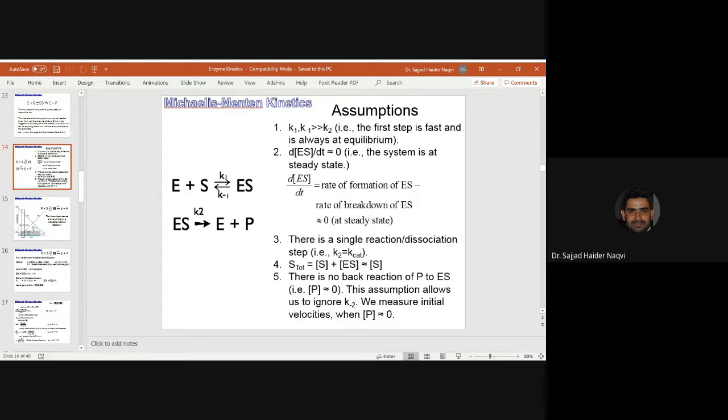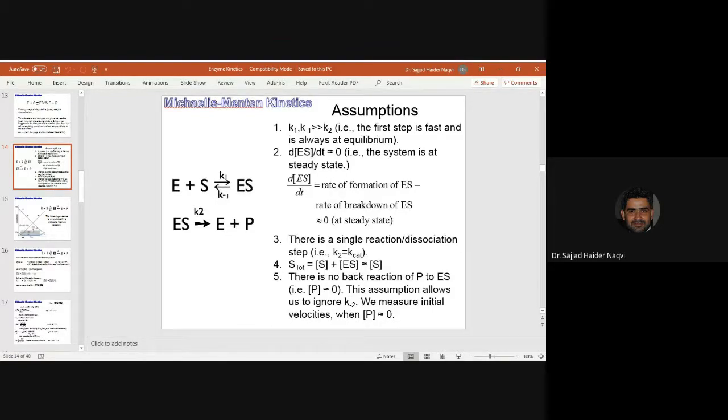The second assumption is the change of the enzyme substrate concentration with reference to the time is approximately zero, which states that it is at steady state, it is at equilibrium. So the rate of the formation of the ES, or we can call it the rate of the breakdown of the ES, are approximately at equilibrium.